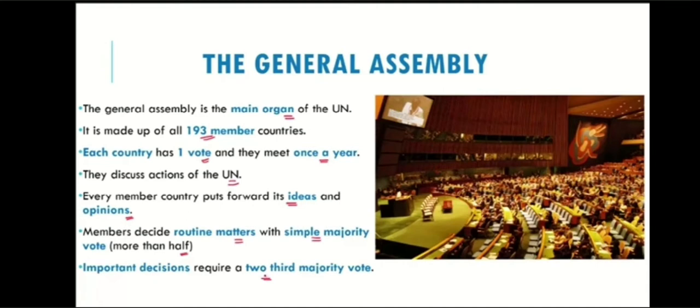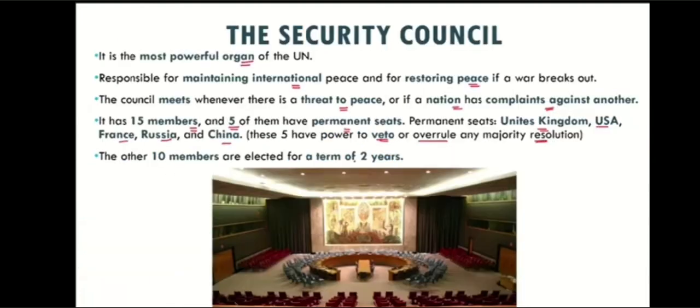The second organ is the Security Council. It is the most powerful organ of the UN, as it is responsible for maintaining international peace and for restoring peace if a war breaks out. So the Security Council is made up of 15 members, out of which 5 are permanent while the other 10 are non-permanent members. The 10 non-permanent members are elected only for a term of 2 years.